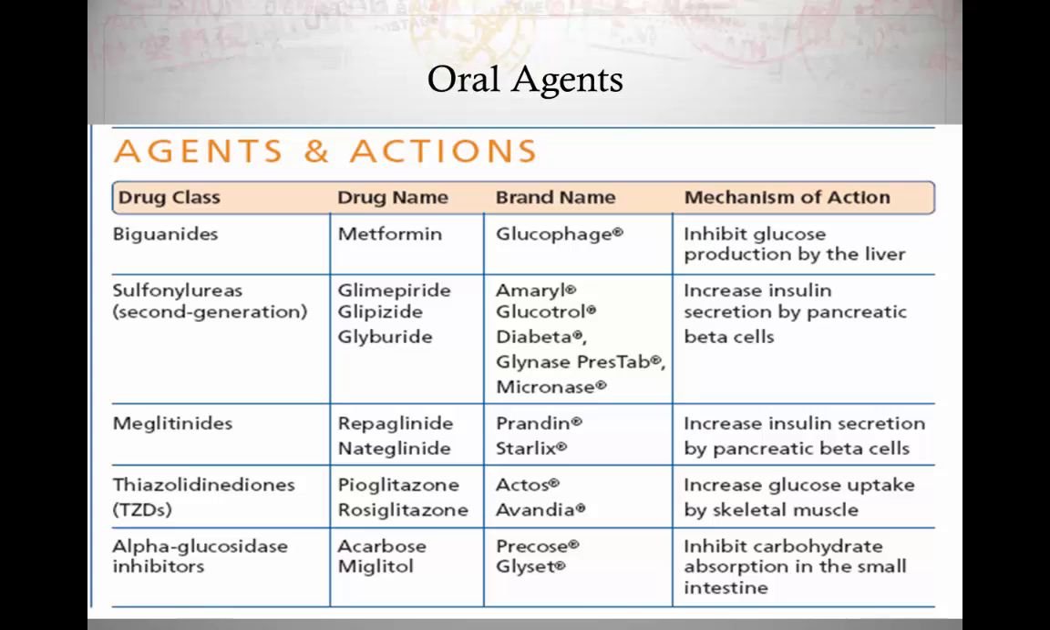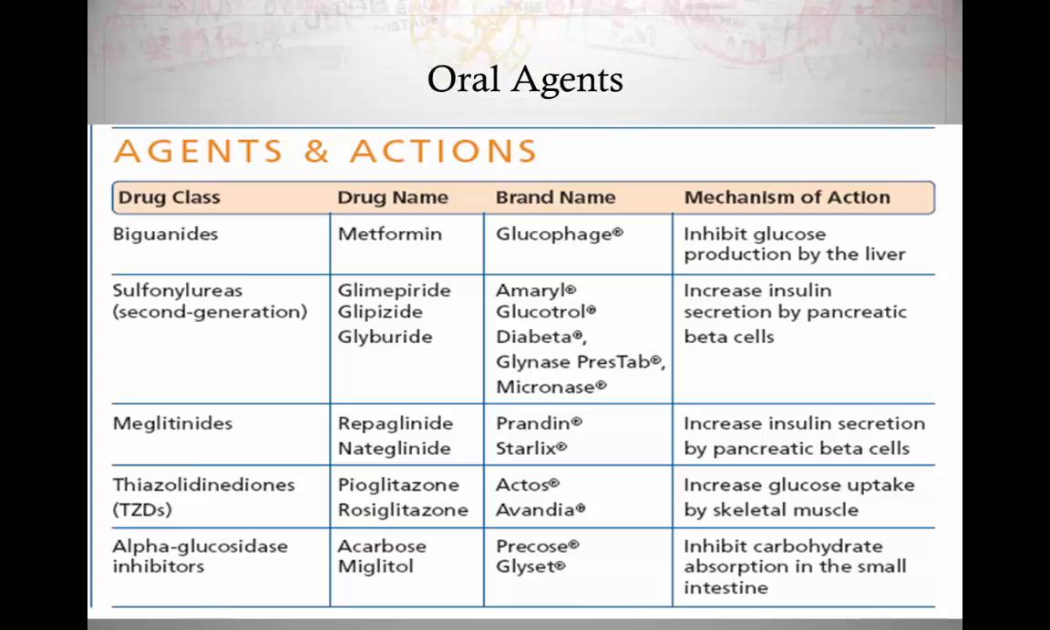The mechanism of action, again, is to increase insulin secretion by the pancreatic beta cells. Then what else can you add into the treatment? Well, you could add medications that increase insulin secretion as a second step, and that would be the meglitinides. Examples of those are repaglinide or nateglinide, which are Prandin and Starlix. Other medications that could be added are the thiazolidinediones, or glitazones to abbreviate: pioglitazone, Actos, or rosiglitazone, Avandia.